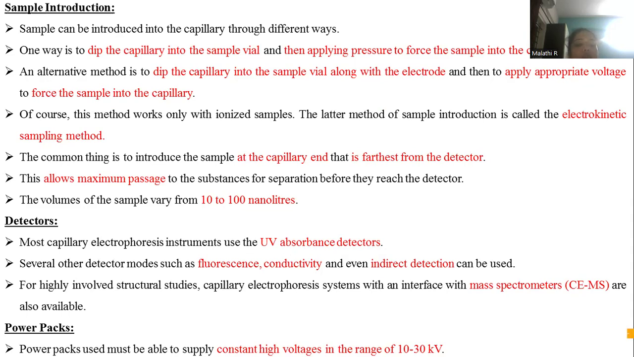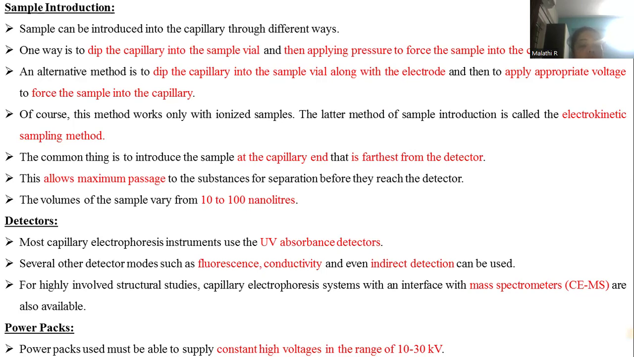The common thing is to introduce the sample at the capillary end that is farthest from the detector, which is very far away from the detector. That end of the capillary will be loaded with the sample. This allows maximum passage to the substances for separation before they reach the detector. The volumes of the sample vary from 10 to 100 nanoliters.